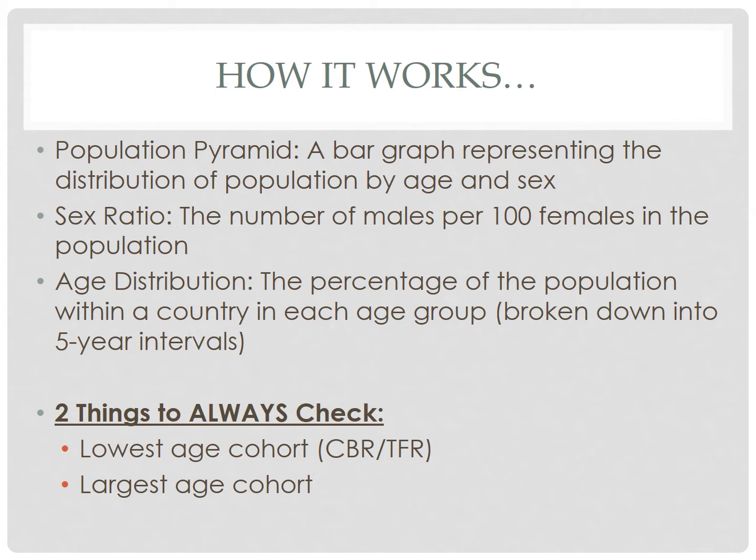Then, I want you to also look at what's the largest cohort. What's the largest? What's the biggest group? Now, chances are that might be the bottom of the pyramid, and that tells us some stuff. But it also might be a certain gender or age, and that tells us some stuff too. So remember, every population pyramid, I want you to look for the bottom, the youngest group, and the biggest, whatever group is the largest on the population pyramid. Bottom and biggest, that's what we're looking for.